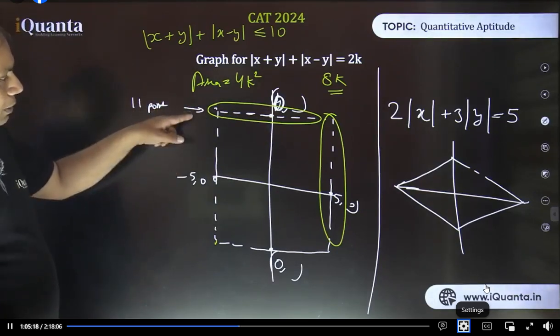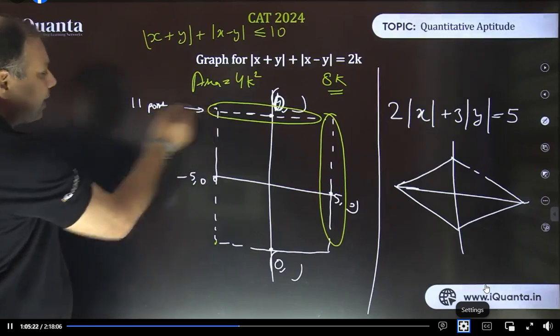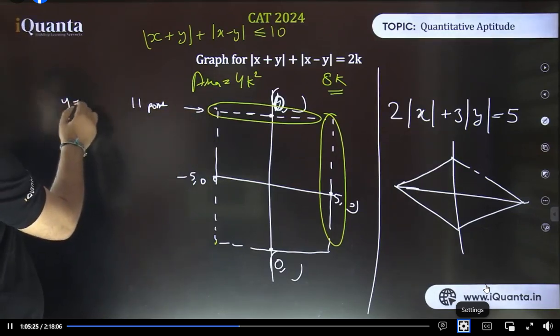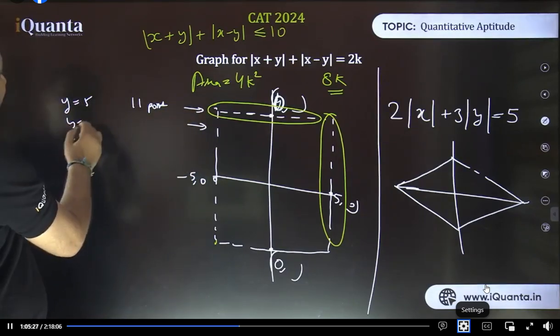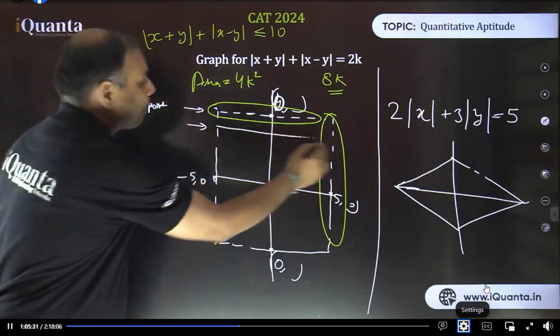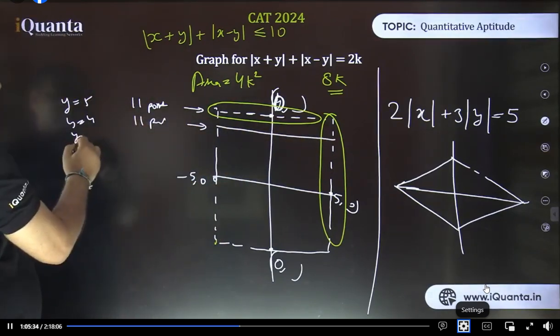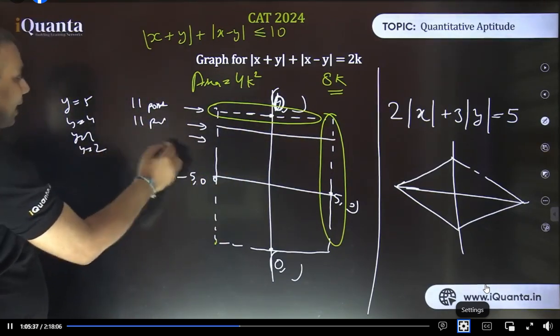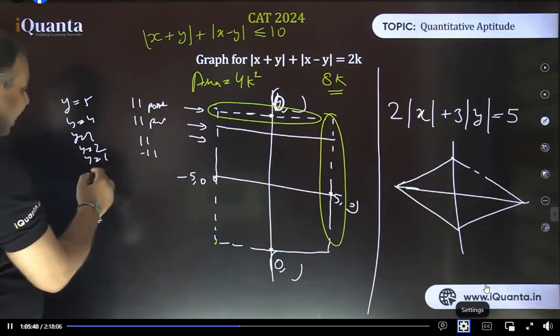Okay, that was at what coordinate? The y coordinate is 5, right? So then next would be y = 4. When y is 4, then also there will be 11 points. When y = 3, again 11 points. y = 2, again 11 points. y = 1, again 11 points. And y = 0.